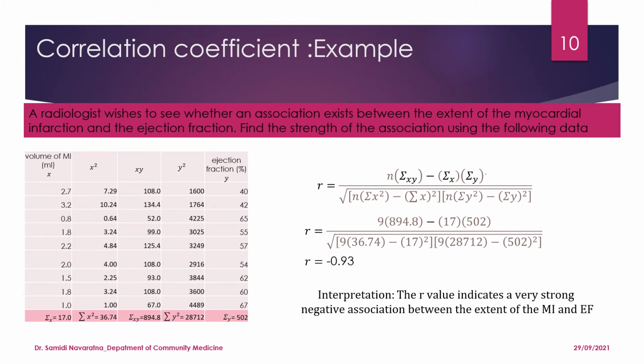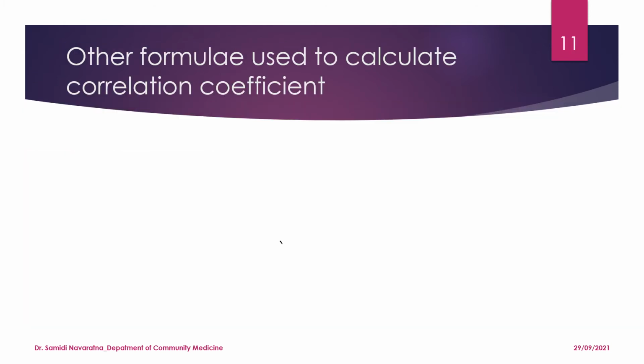The interpretation, the R value indicates a very strong negative association between the extent of the myocardial infarction and the ejection fraction. Other formulae used to calculate correlation coefficient. So certain books describe slightly different variations of the same equation to calculate the correlation coefficient. So for your information, I just listed two here.